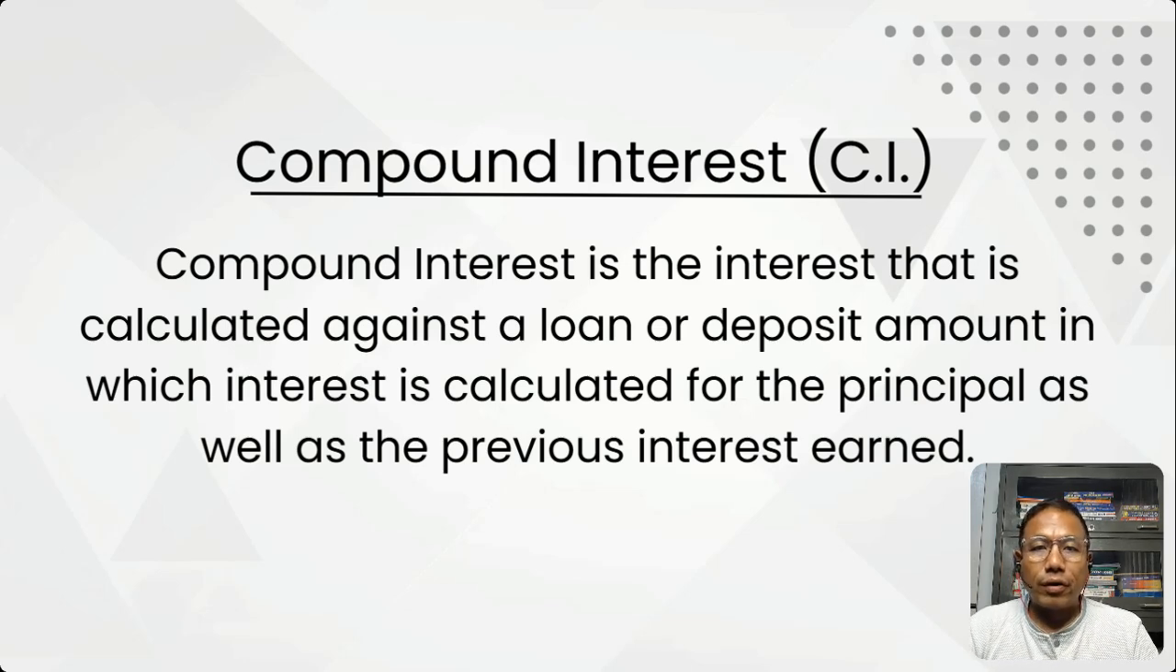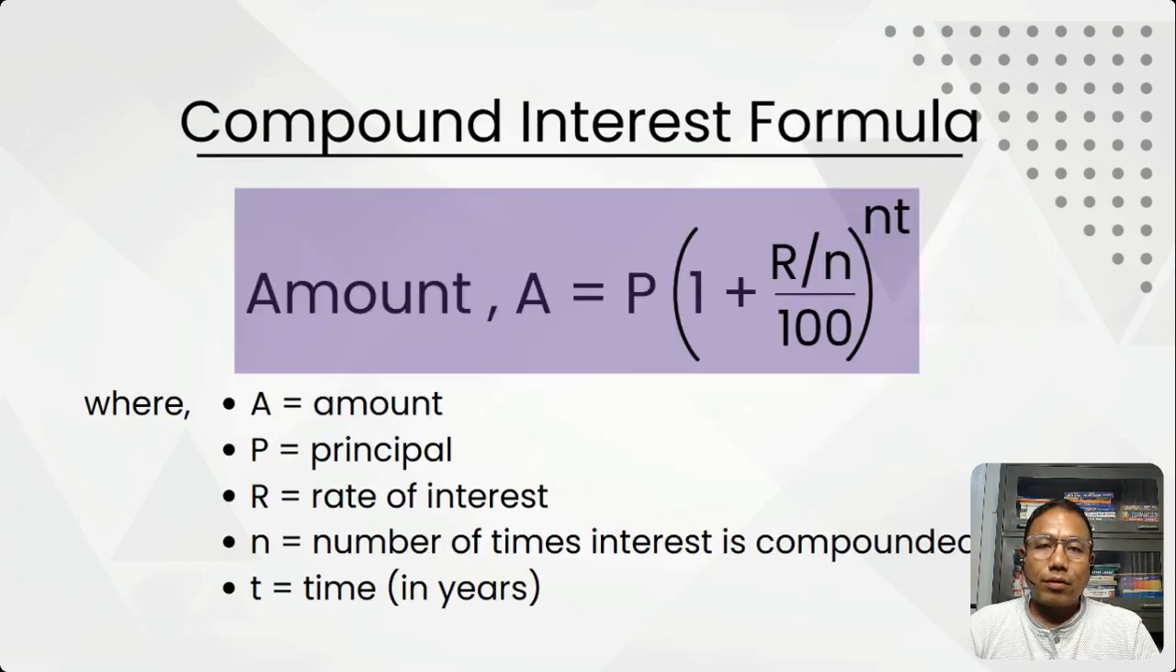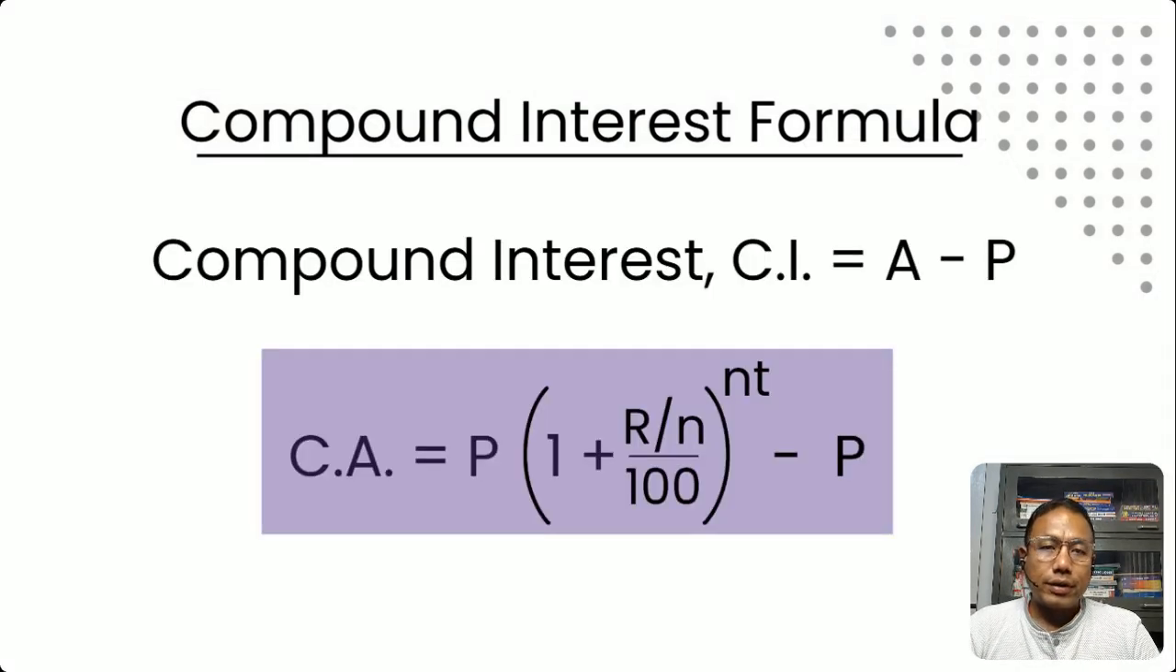Let's move to the compound interest definition. Compound interest is the interest that is calculated against a loan or deposit amount, in which interest is calculated for the principal as well as the previous interest earned. To find compound interest, we need to learn by heart the amount formula. Amount is the principal plus interest, and compound interest is the amount minus principal.